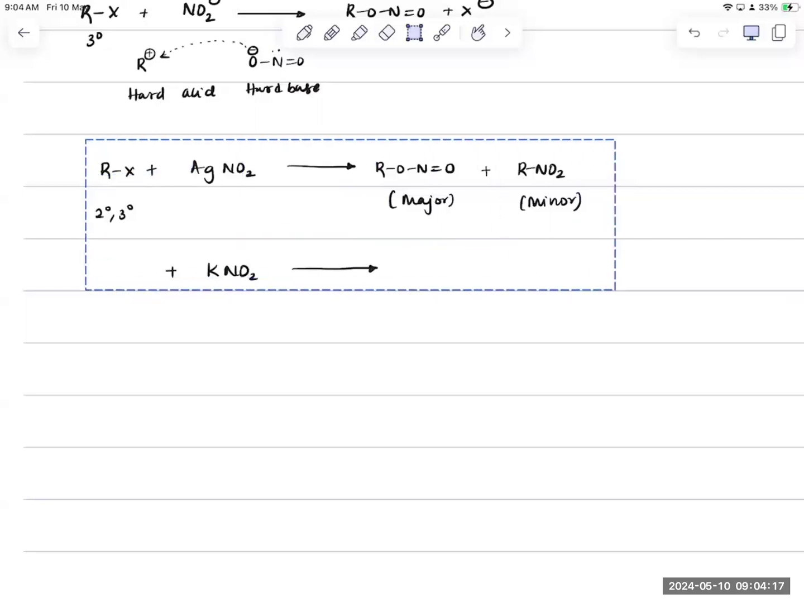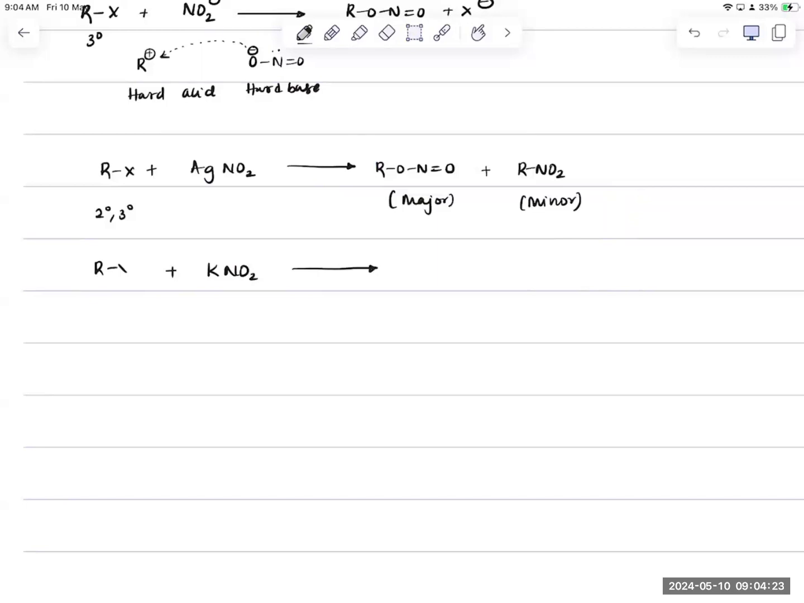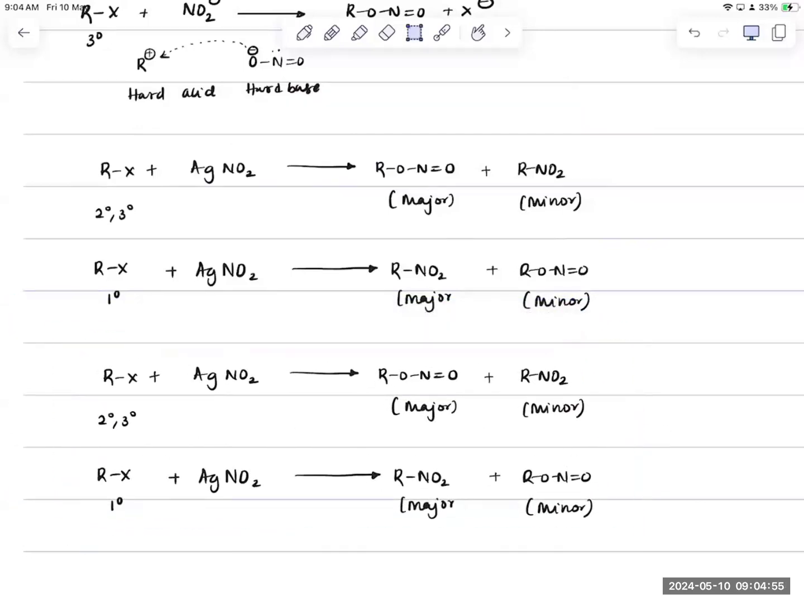Let me rewrite this once again. RX is 1-degree here, so we write this as 1-degree, with AgNO2. In that case, in case of 1-degree, definitely RNO2 will be major, plus RONO will be minor, right? Now, the same thing can be repeated again with KNO2.